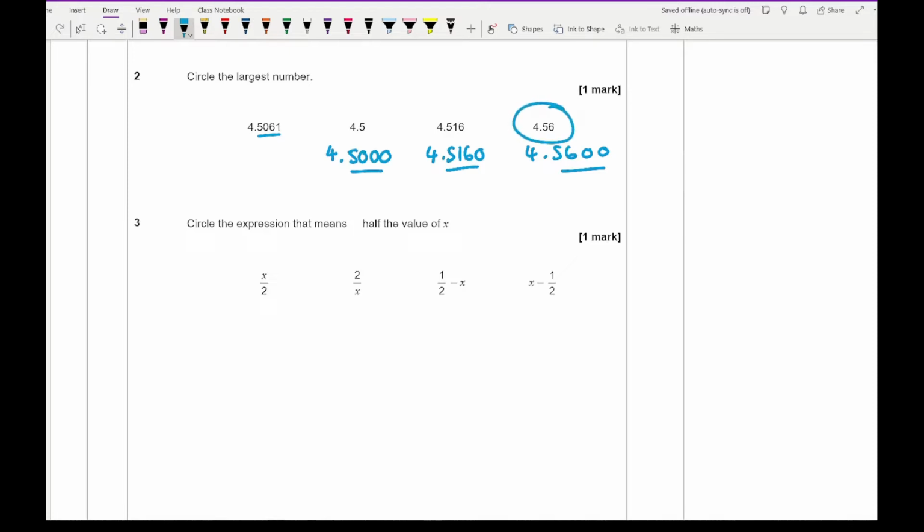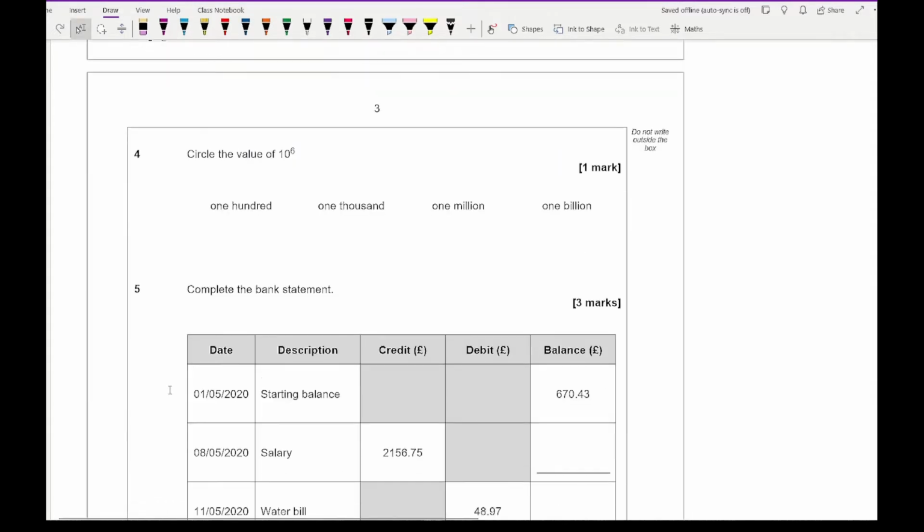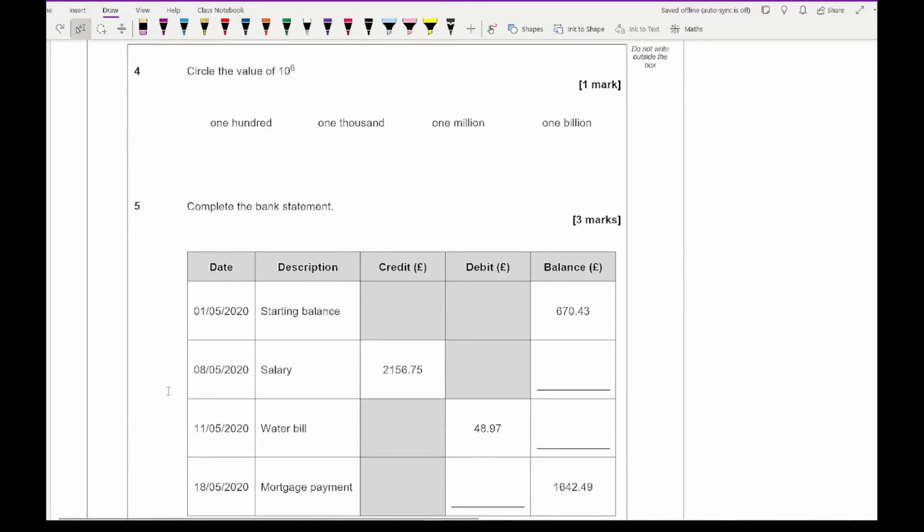Question 3, it says circle the expression that means half the value of x. Well, that's going to be half of x, which is the same as x over 2. Question 4, it says circle the value of 10 to the power of 6, and that is going to be 1 million. Again, if we start off with 10, so that's 10 to the power 1, 10 to the power 2, 3, 4, 5, 6. And that is the digit of 1 million.